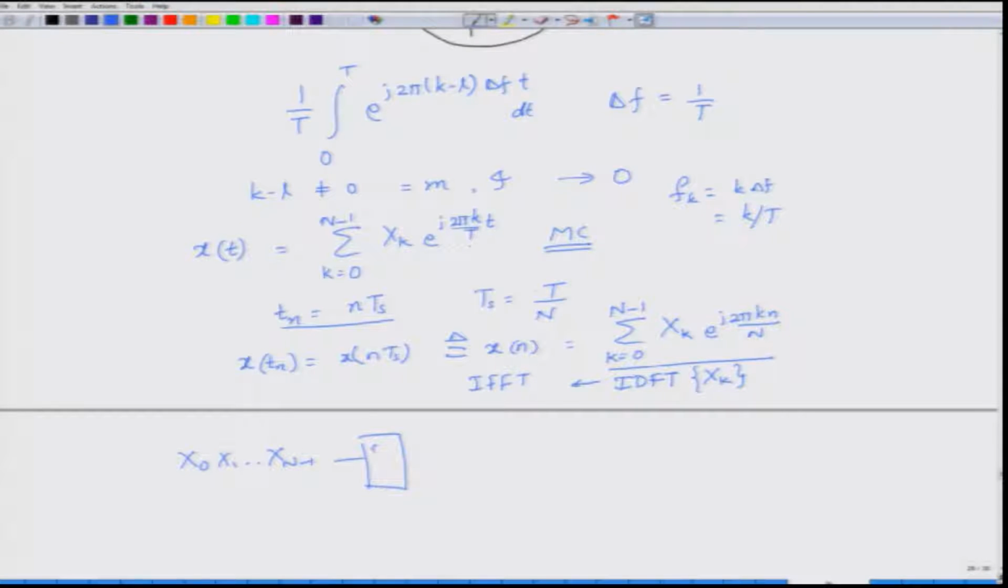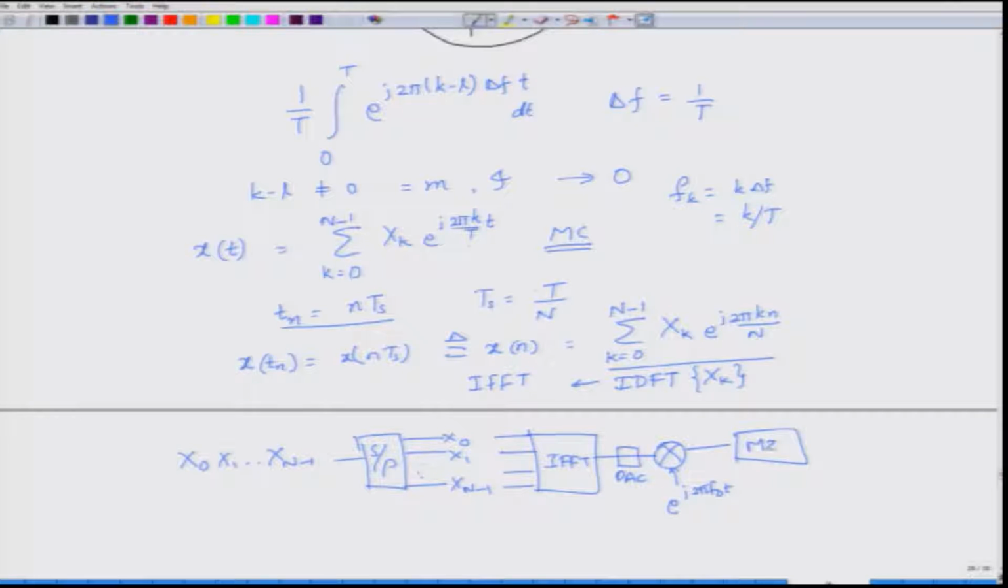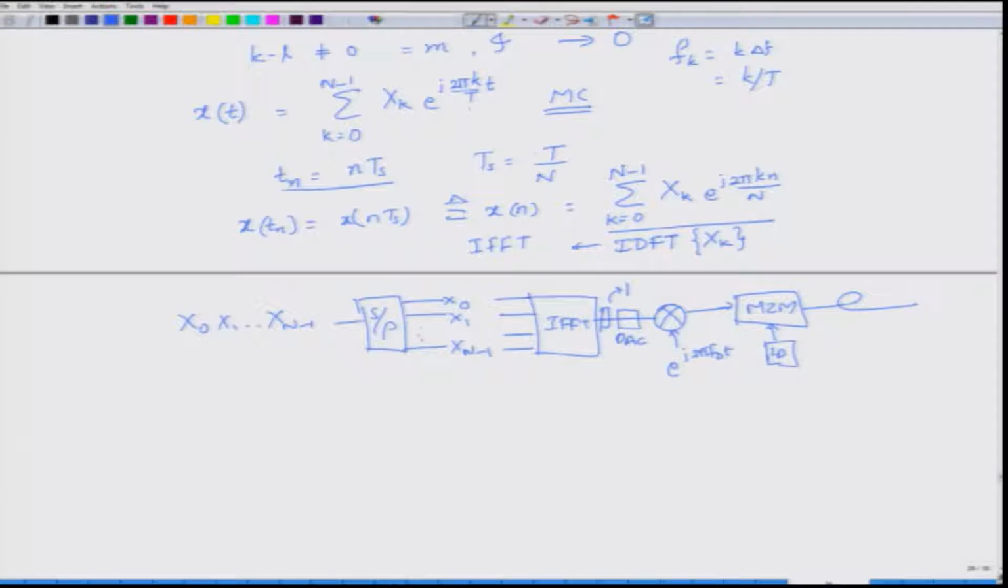You convert them into a parallel form using a serial to parallel converter. You get x0, x1, all the way up to xn minus 1. You take the IFFT of this, and then take it through a DAC, which is a digital to analog converter, to obtain the continuous waveform or the approximate continuous waveform, and then multiply it by e to the power j 2 pi f0 t to up convert it onto the RF domain, and further up convert it using an MZM onto the optical domain, wherein to the MZM you give a laser diode, and then transmit it through the fiber. So, there has to be a block called parallel to serial conversion.